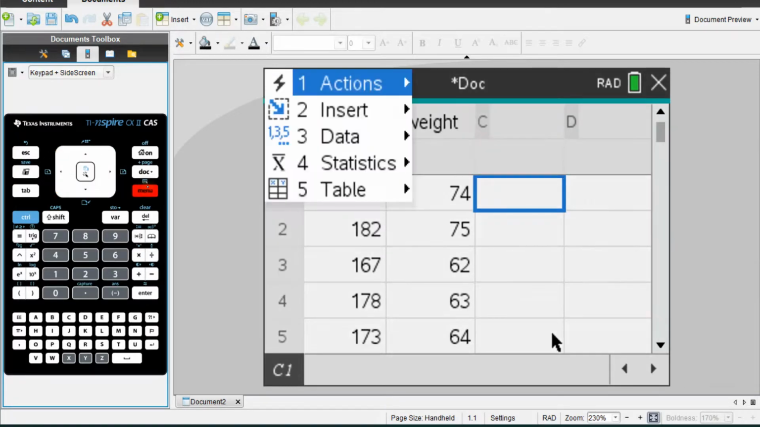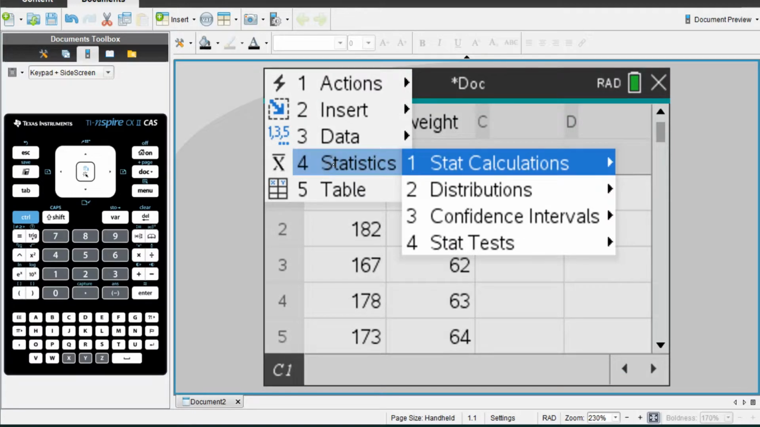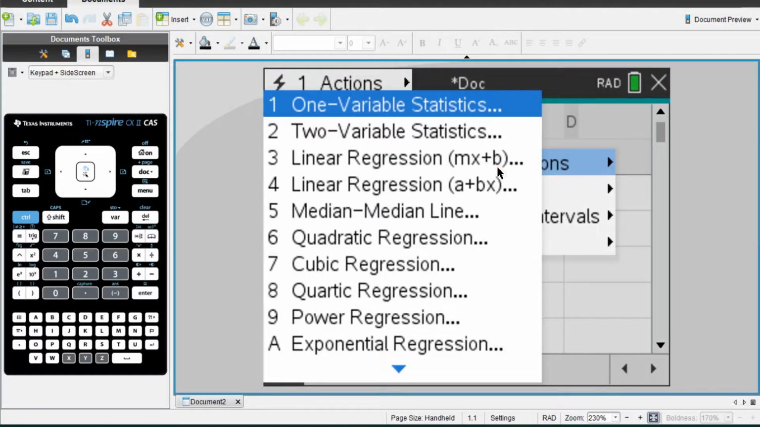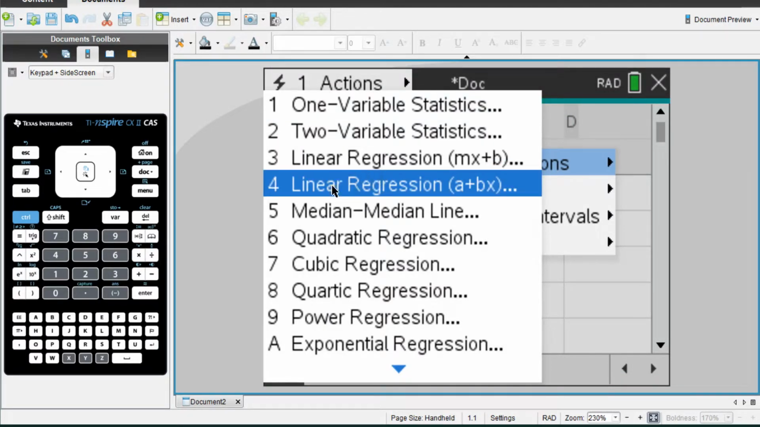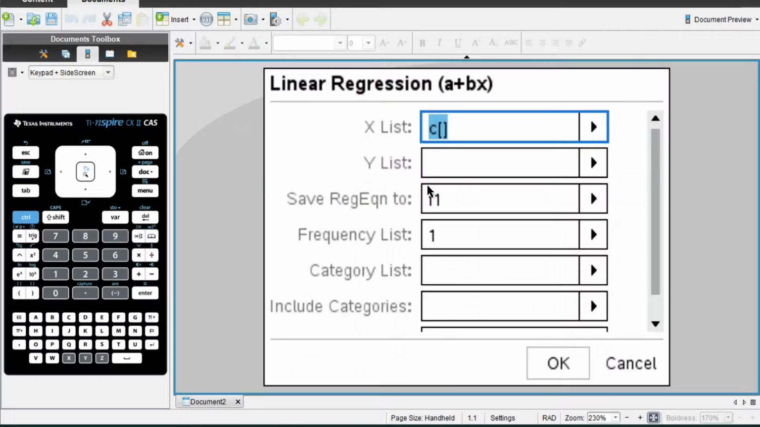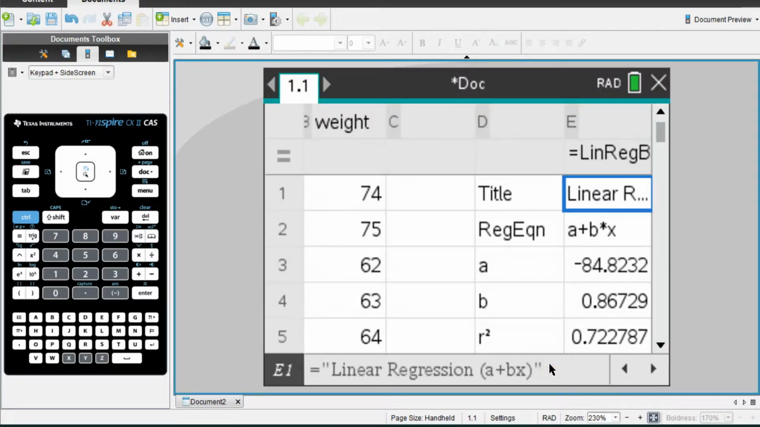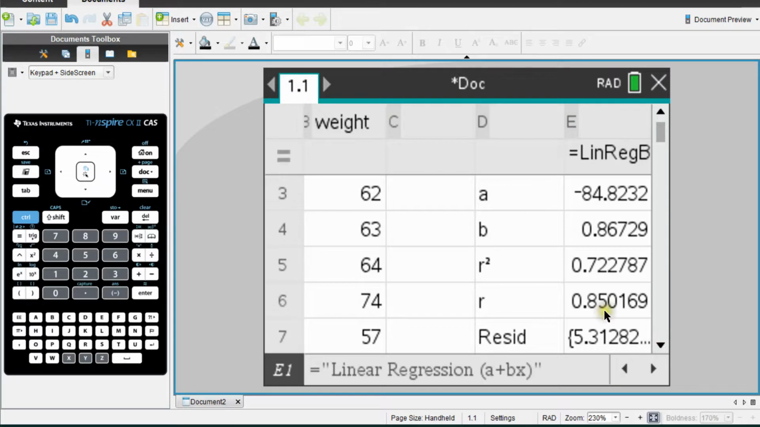We go Menu, number 4 for stats, number 1 for stat calc, and then number 4, so this one here, linear regression A plus BX. The EV, remember, was the height, and you want to try and figure out what the weight was. So that's going to be the RV, which is the Y. There we go. All right, and my R value, so scroll down a little bit right there.